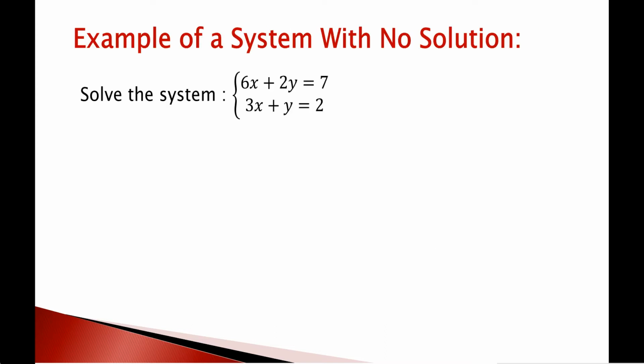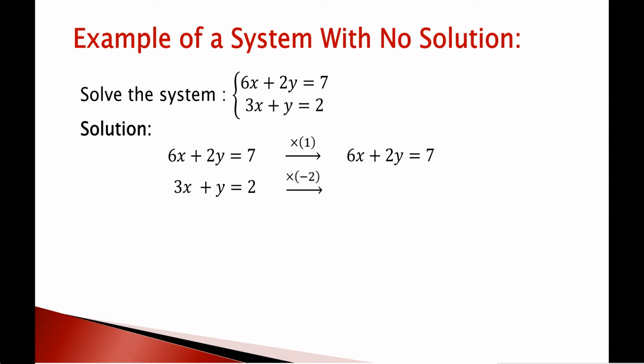Example of a system with no solution. This is my system of equations: 6x plus 2y equals 7 and 3x plus y equals 2. If we want to solve it by the addition method, pick the first equation, multiply by 1, and you will have the same equation. Pick the second equation, multiply by negative 2, and you will find negative 6x minus 2y equals negative 4. As you can see, the coefficient of x in my first equation is 6 and in my second equation is negative 6, which are identical except for the sign. If we add these, my variable x will vanish and I will find 0 equals 3.